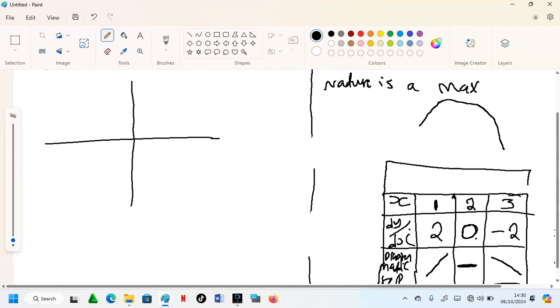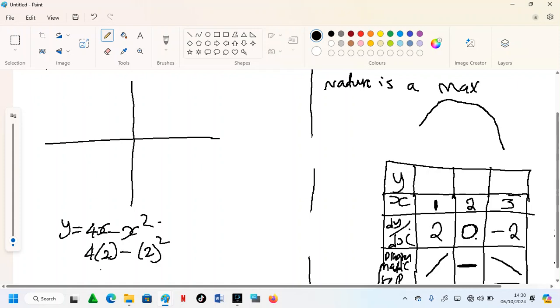As far as the sketching is concerned, for you to sketch, you need the values for y. Remember, our equation was y is equal to 4x minus x squared. So we put 2 in so that it becomes 4 times 2 minus 2 squared. That should give us 8 minus 4, that is 4.